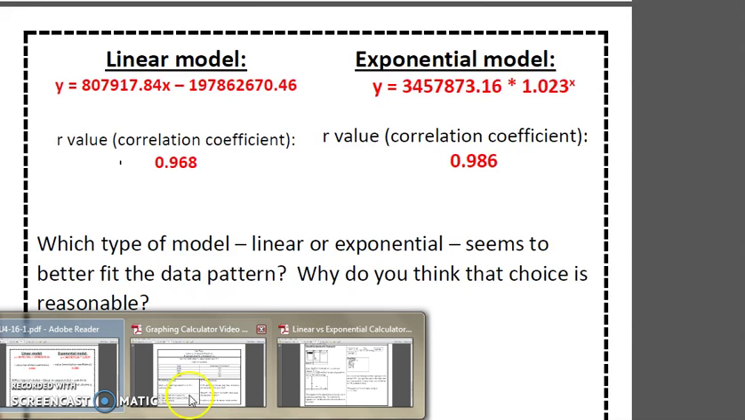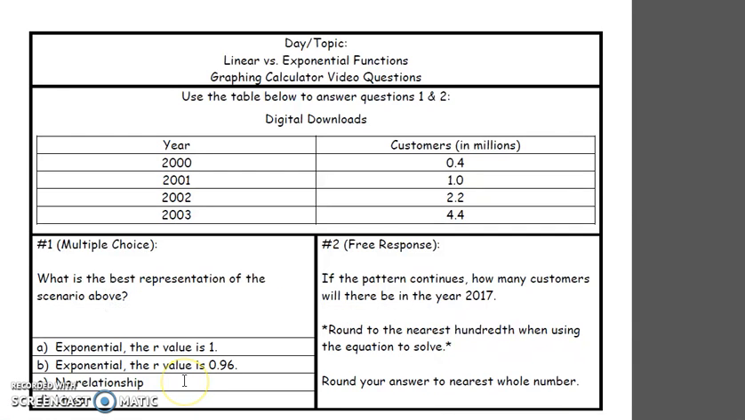So your job is to answer the 2 video questions. So using your calculator and your calculator notes, this is a table that shows the digital downloads in the year 2000, 2001, 2002, and 2003, and the customers, and this is in millions. So you need to put this data in your calculator, and again, this number is going to be the years since 2000. So in our X list, this will be represented as 0, as 1, as 2, and as 3.